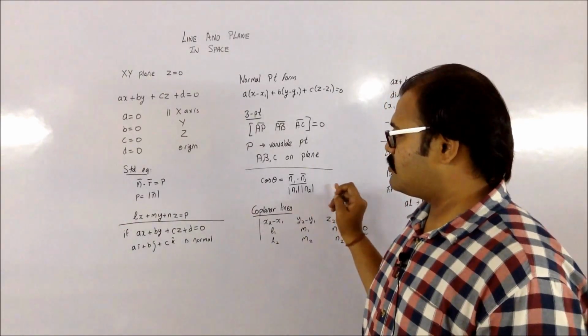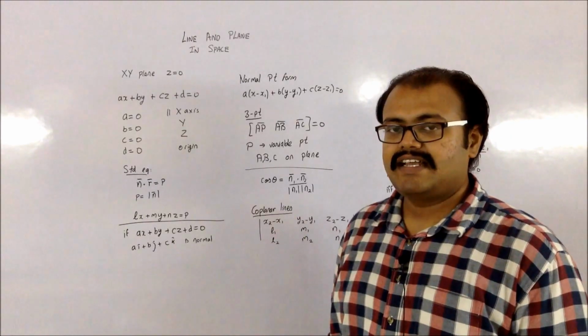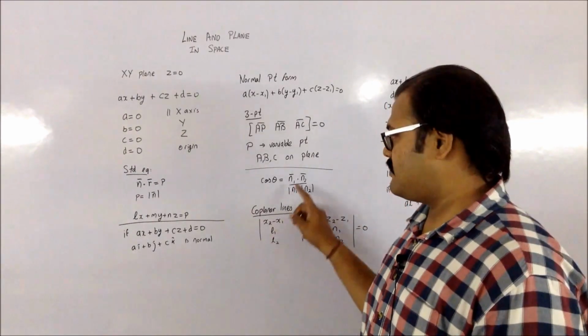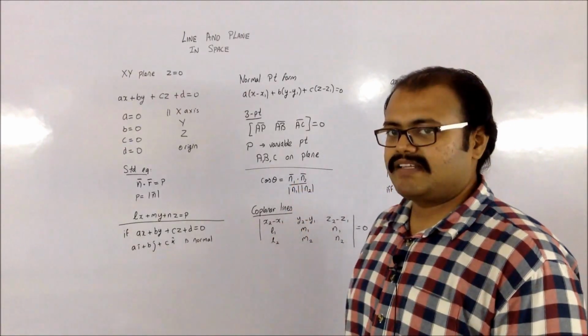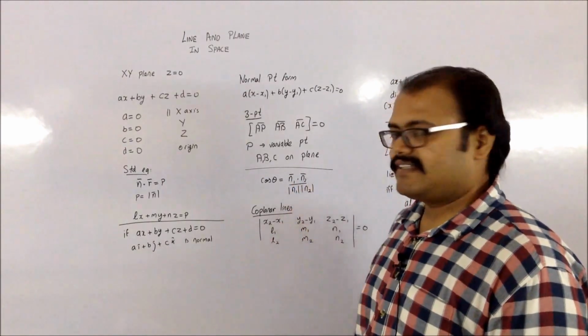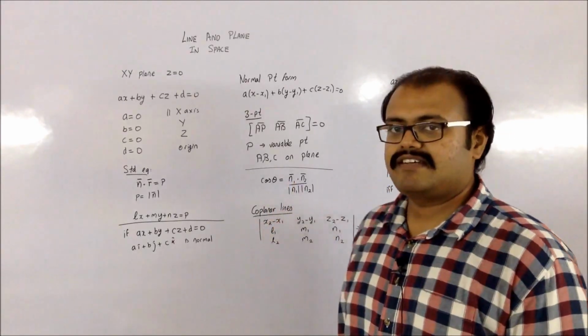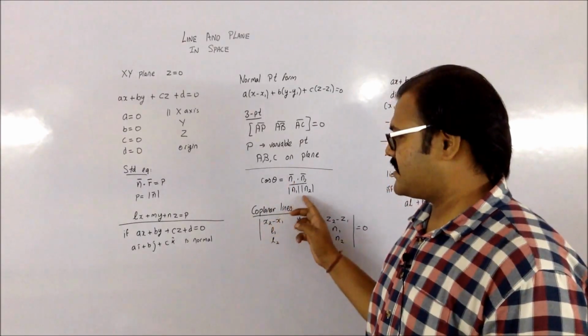Next, if I want to find the angle between the planes, then I have to know the normal vector to each plane. I will have a normal vector for one plane, that is n1 bar, and for the other plane, n2 bar. So my cos theta will be the dot product of n1 and n2 divided by the product of the magnitudes of n1 and n2.